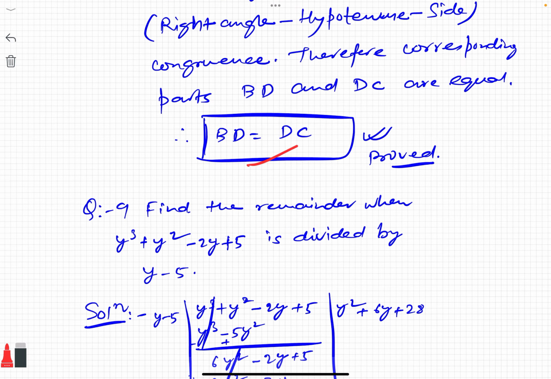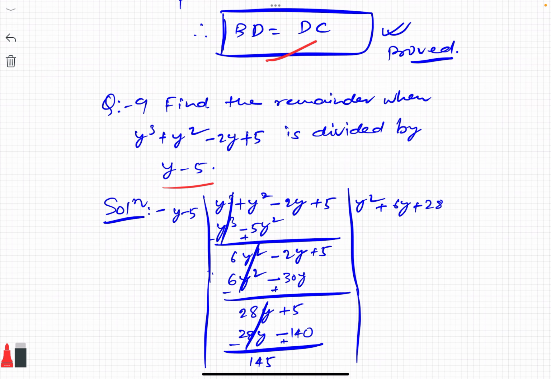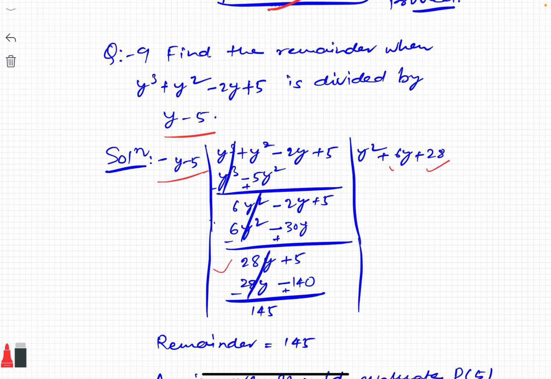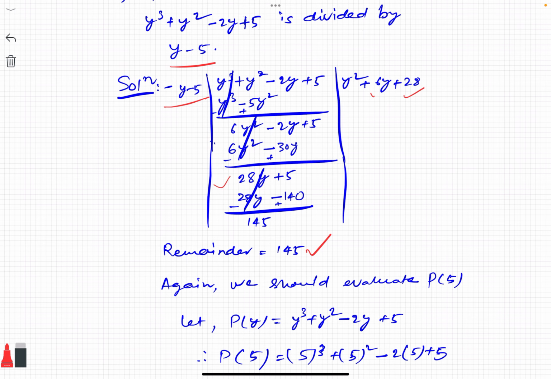Proved. Question number 9 is find the remainder when y cube plus y square minus 2y plus 5 is divided by y minus 5. We will divide by y minus 5. y square is multiplied to y minus 5. We get y cube minus 5y square. Then we cancel y square, 6y square. We get the final 28y plus 5. Again, we multiplied by 28. We get 28y minus 140. The remainder is 145.